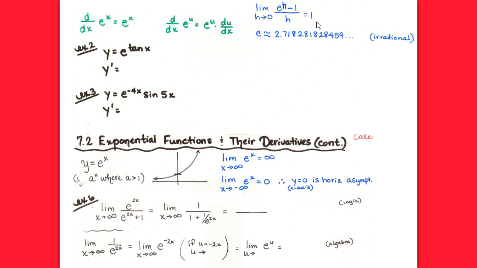Kind of hard to predict, but. All right. So example number 2. They ask us to find the derivative of y equals e to the tangent of x. Now, we've said that the derivative of e to the x is e to the x. Let's apply chain rule to that.